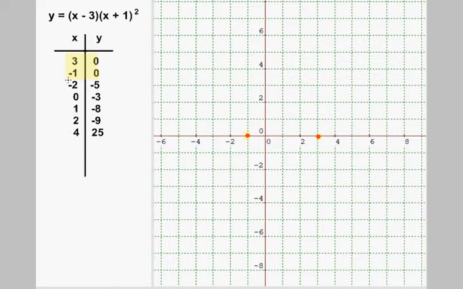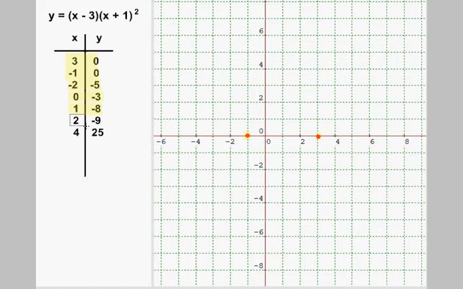When x equals negative 2, we get negative 2 minus 3 is negative 5, and negative 2 plus 1 is negative 1 squared makes positive 1. Negative 5 times positive 1 is negative 5. So we have the point negative 2, negative 5. When x is 0, we get negative 3 times 1 squared is just negative 3 times 1, or negative 3. When x is 1, we get 1 minus 3 is negative 2 times 2 squared, which is 4. Negative 2 times 4 is negative 8.